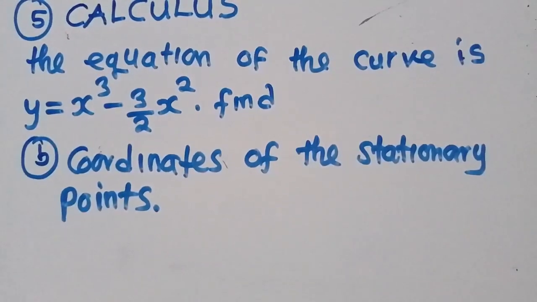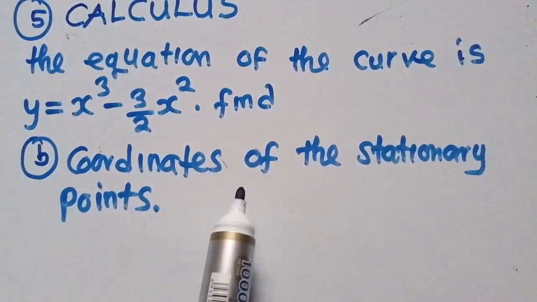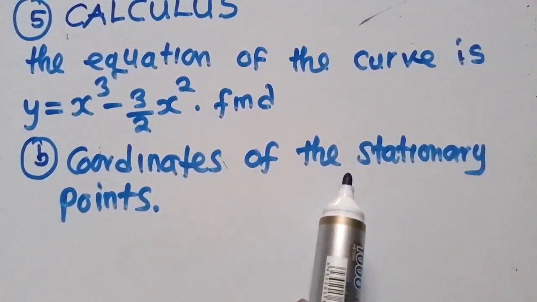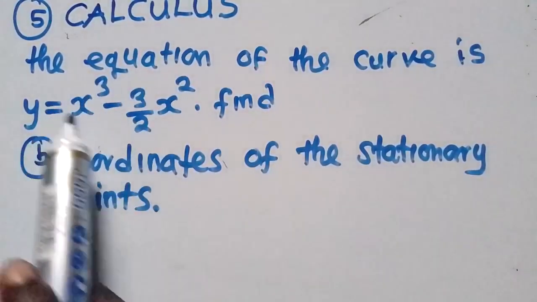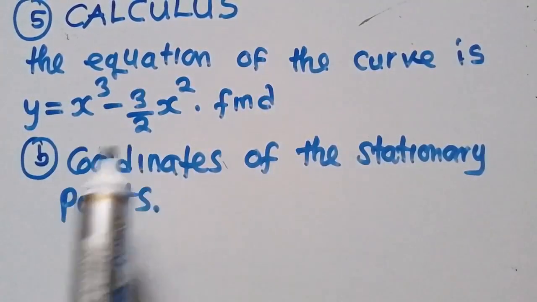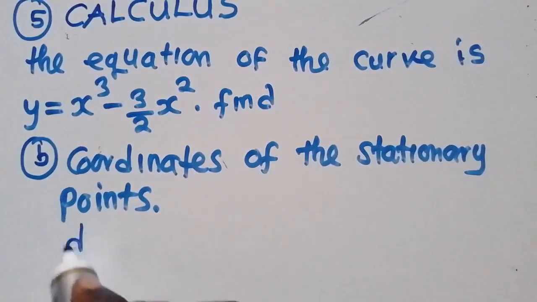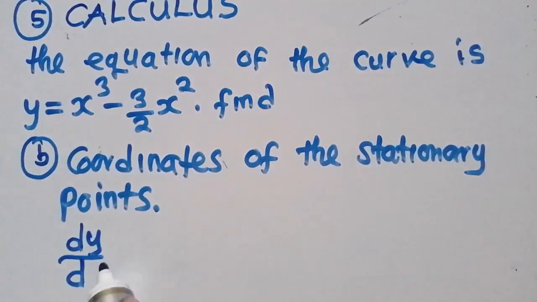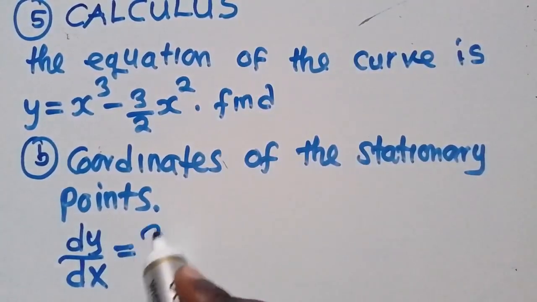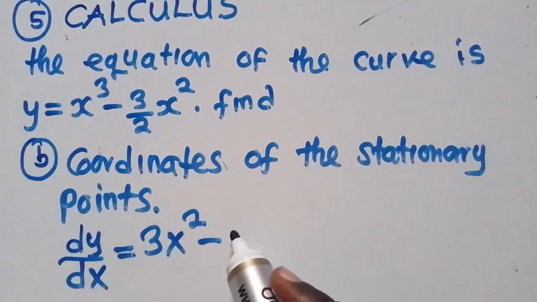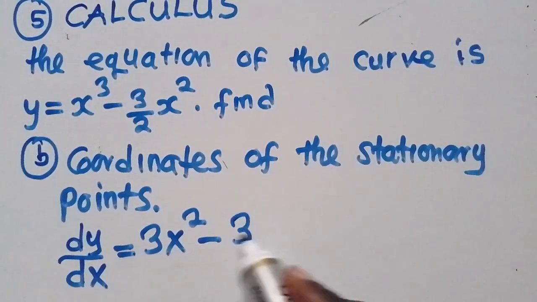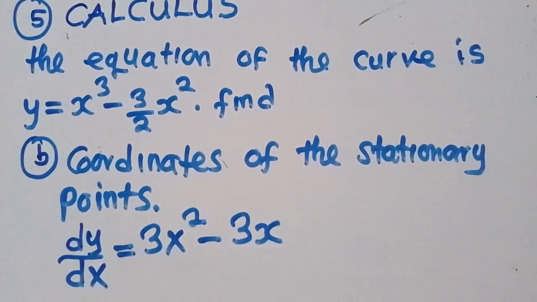Our second question now, where we are told to find the coordinates of the stationary points. So how can we find the coordinates of the stationary points? You need to differentiate. And we already differentiated. It was dy dx. The answer was what? 3x squared minus 3x. This is how it was.